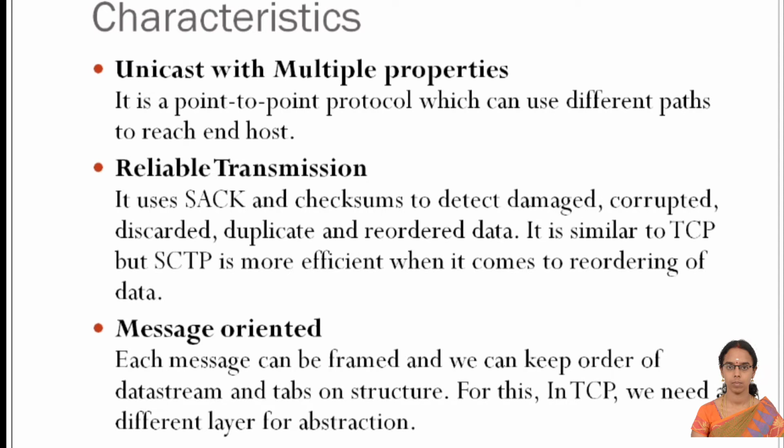Similar to TCP, SCTP is more efficient at the receiver side for reordering of data packets. So whenever any duplicate packets arrive at the receiver side, it can easily identify them. It's a message-oriented protocol. Each message can be framed and we can keep the order of the data stream and keep tabs on the structure. Unlike TCP, here there is no abstraction layer, where in TCP we need to abstract the data, that is, fragment the data into a data frame. So here we keep the order of data streams and keep tabs on the structures.